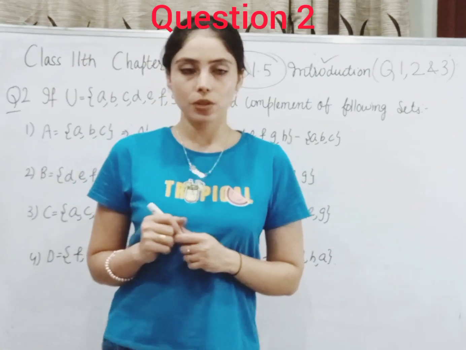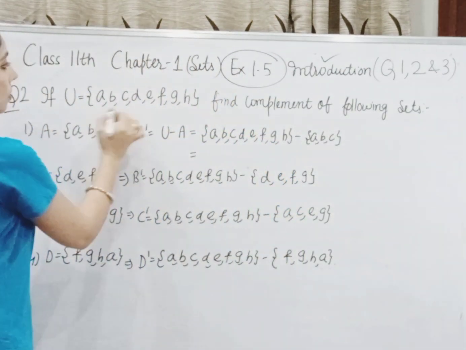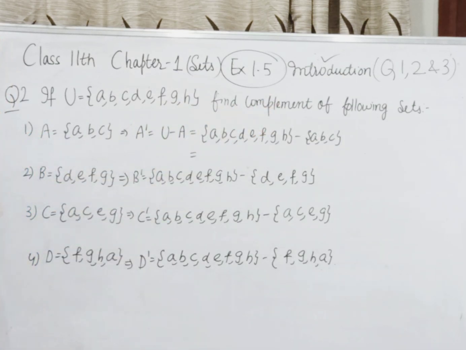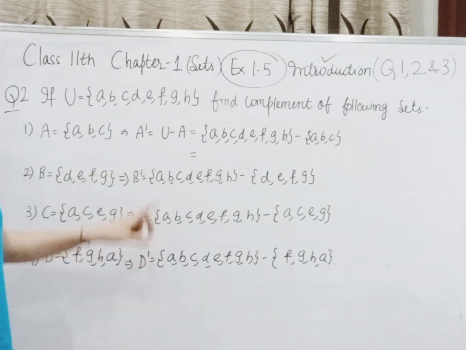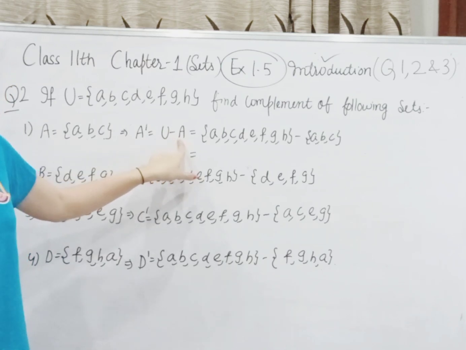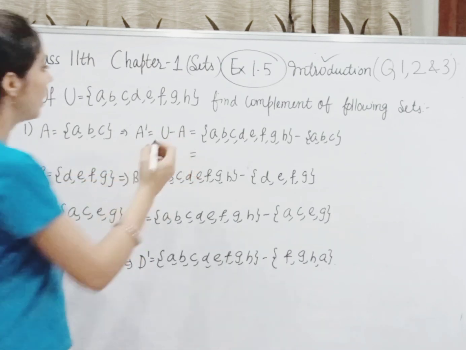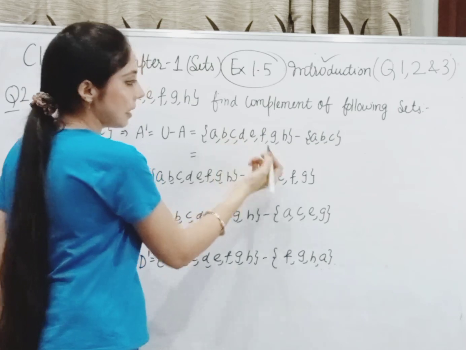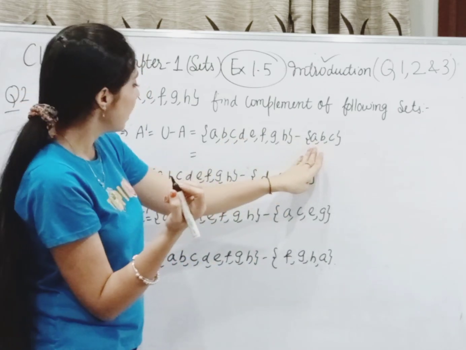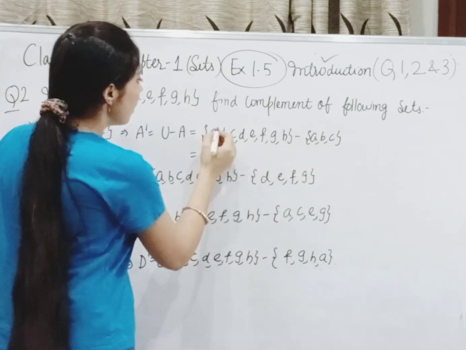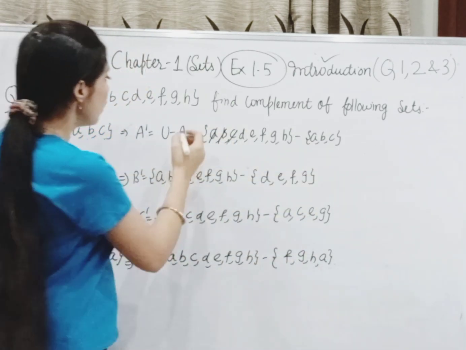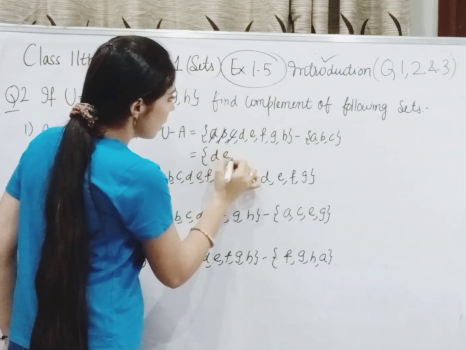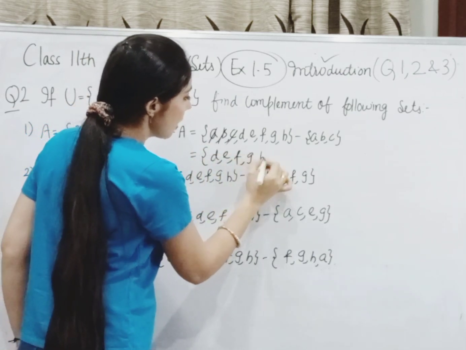Let's discuss question number 2, which is: if U is equal to this, find the complement of the following sets. A is equal to {a, b, c}. We have to find the complement of this set A. We know that the complement of a set is U minus A, the difference of U and A. Here U is equal to {a, b, c, d, e, f, g, h} and A is equal to {a, b, c}. We will discard the elements of A. So in the complement we have d, e, f, g and h.